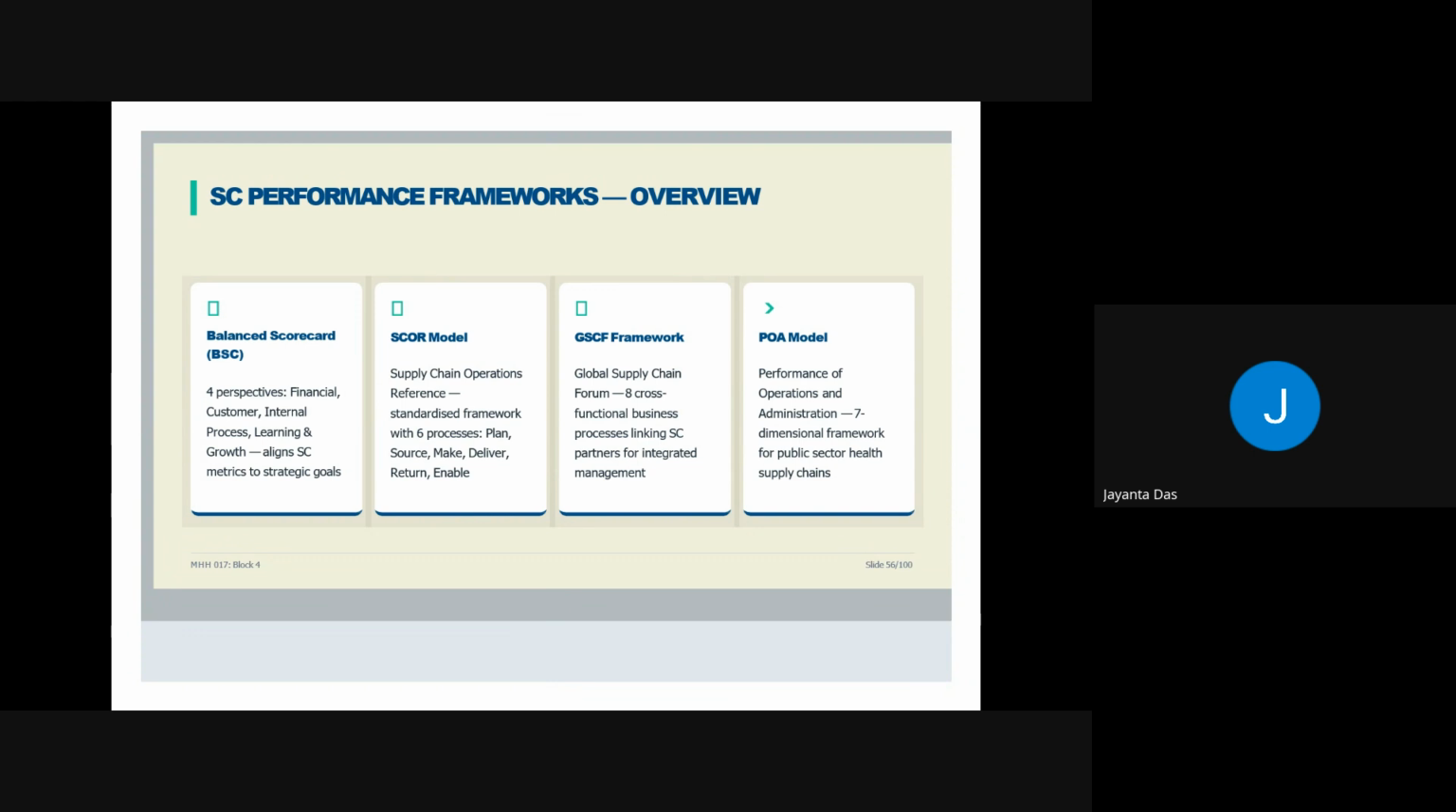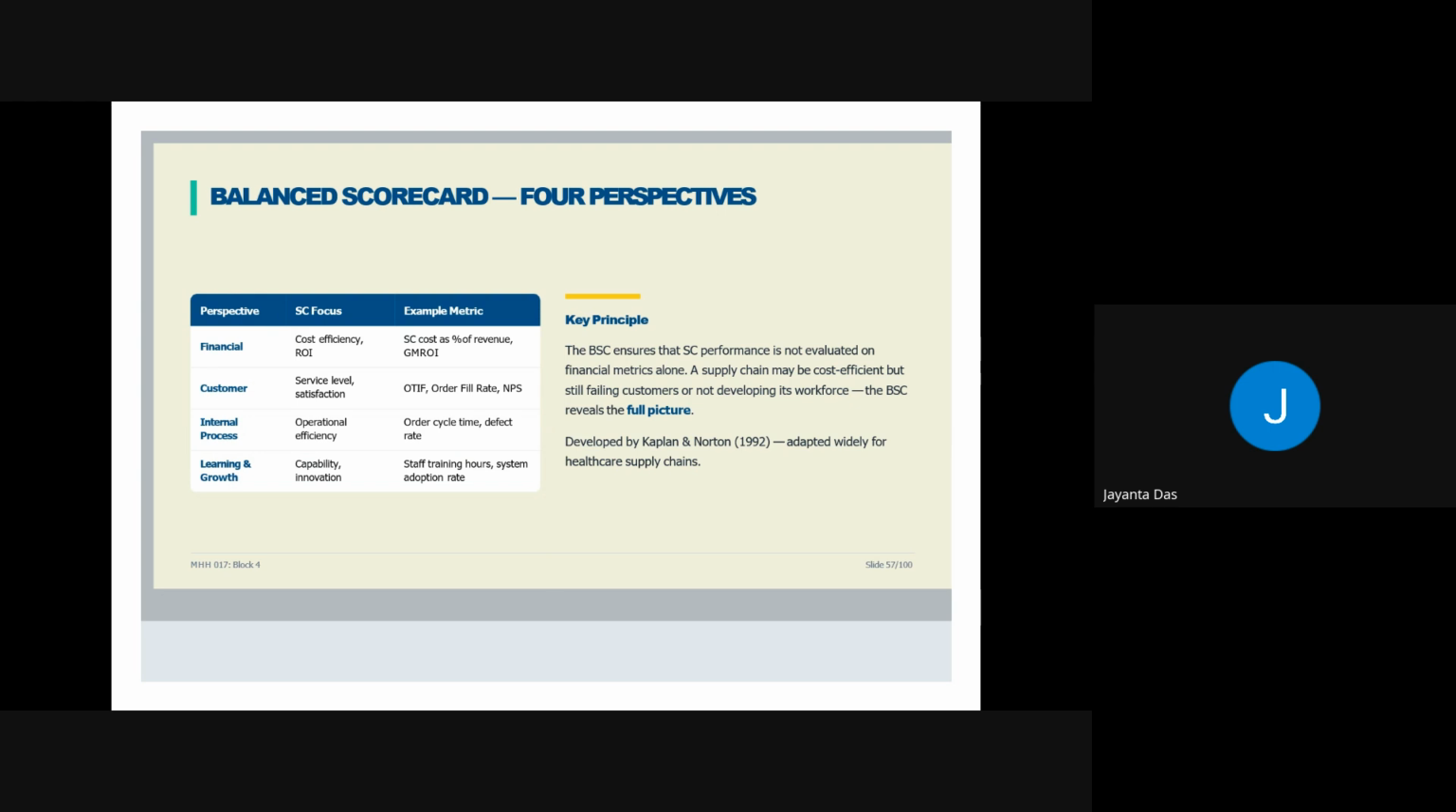GSCF, that is Global Supply Chain Forum, has 8 cross-functional business processes linking supply chain partners for integrated management. And POA, the Performance of Operation and Administration model, is the 7-dimensional framework for public sector health supply chain. So this first one, that is BSC, has 4 perspectives: financial, customer, internal process, and learning and growth.